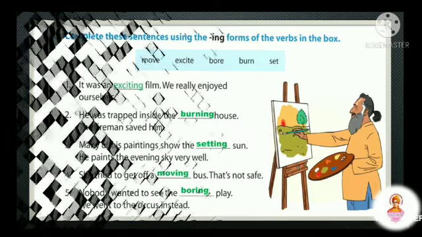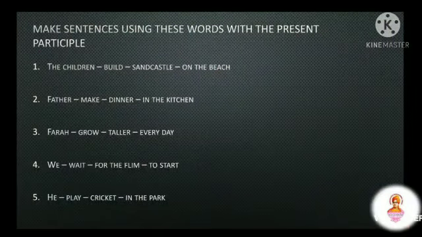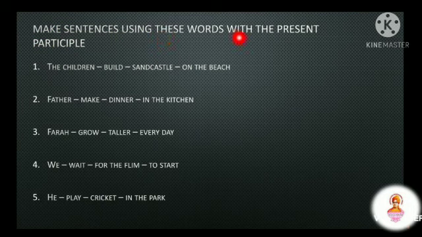Okay. Now we move to the B part. In the same page, make sentences using these words with the present participle. Here we have to make the sentence. Here words are in discrete manner, so we have to make the sentence using present participle. For using present participle, we have to identify the verb. In this, which is the verb? Yes, build. The children build sandcastle on the beach. So this verb only is going to be changed as a present participle by adding ing.